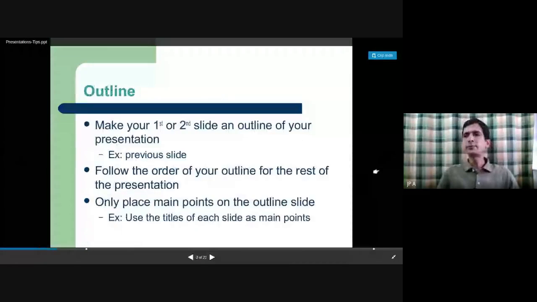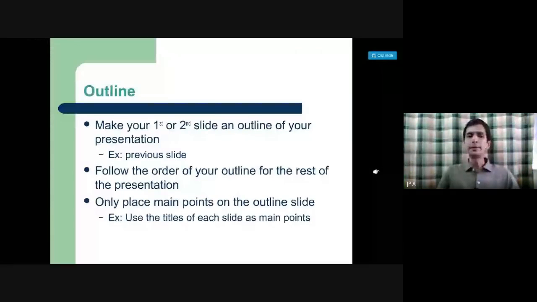Similarly, we also have to prepare an outline of what we are going to present. That will be the introductory slide, and follow that order for the rest of the presentation. Only place the main points in the outline slide. So when you prepare that introductory slide, only use the main points. It is easy because you can just use the titles of each slide.